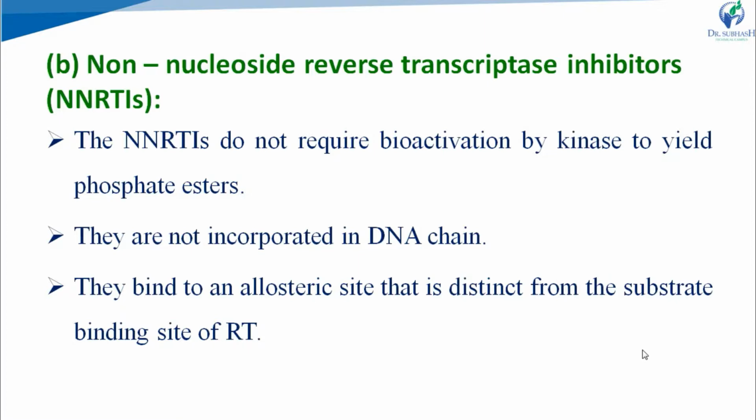The second main class is non-nucleoside reverse transcriptase inhibitors. Its name shows it is not a nucleoside analog. It has a basic structure other than nucleoside. They do not require bioactivation by kinase to yield phosphoesters, as nucleoside derivatives require. They are not incorporated in the DNA chain. Nucleoside derivatives act as false nucleotides. Nucleosides get phosphorylated and converted into active nucleotides, and then the nucleotides act as false nucleotides for the DNA chain and are incorporated into the viral DNA chain. But here these drugs are not converted into phosphoesters and are not incorporated into the DNA chain.